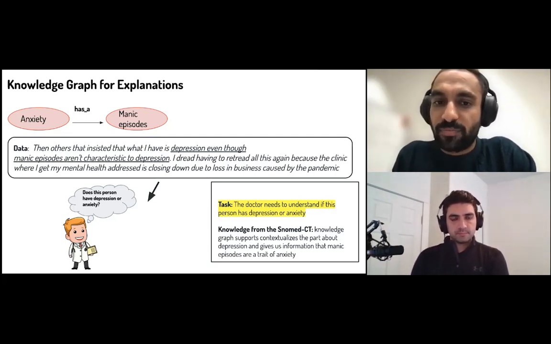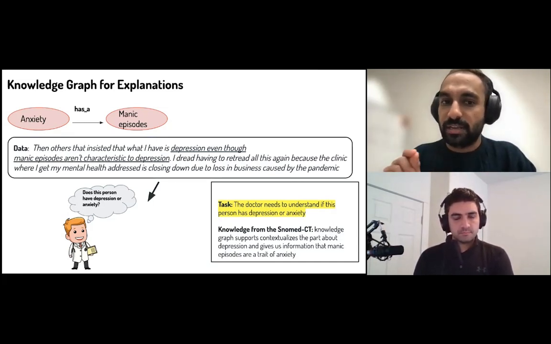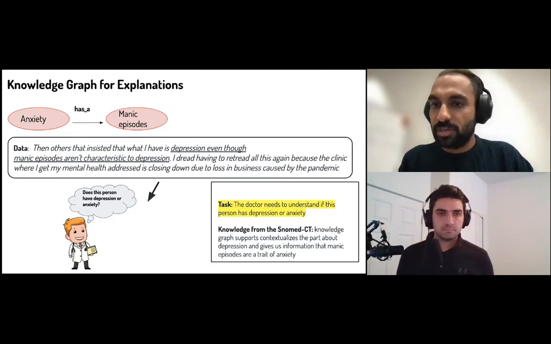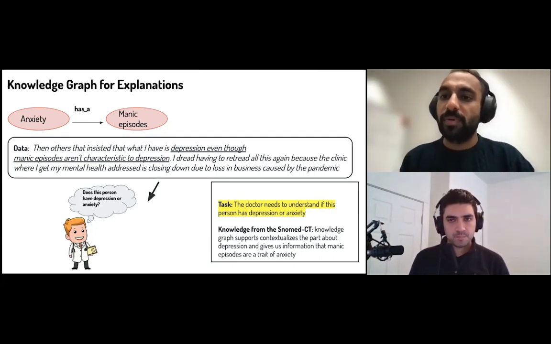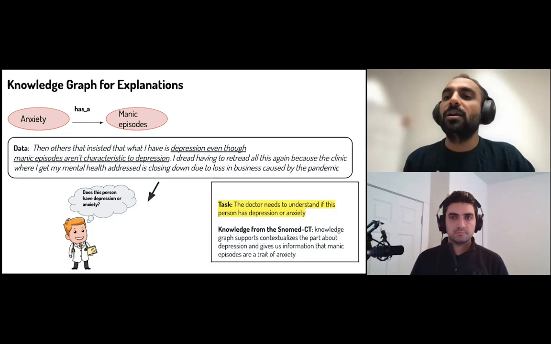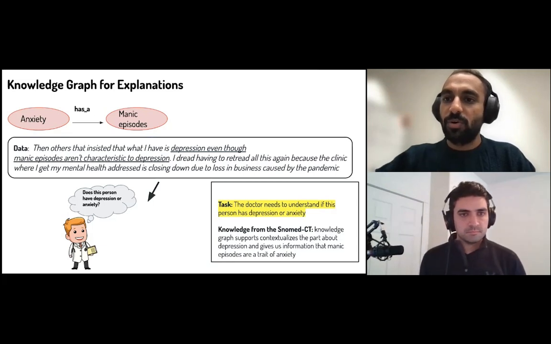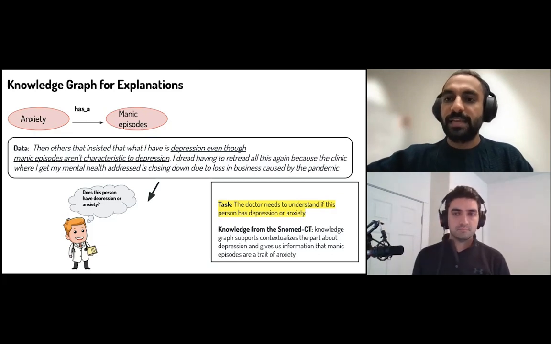A person knowledgeable of this very fact that depression has been talked about, but manic episodes aren't characteristic of depression. We know that manic episodes are the problem that the person is facing, and not depression. And we know from our knowledge, let's say the annotator looks on Wikipedia, figures out that anxiety is associated with manic episodes. That means that the person is suffering from anxiety and not depression. He takes this post, does his annotation, and gives a side note that anxiety has a manic episode. That's why I'm labeling it as anxiety and not depression.